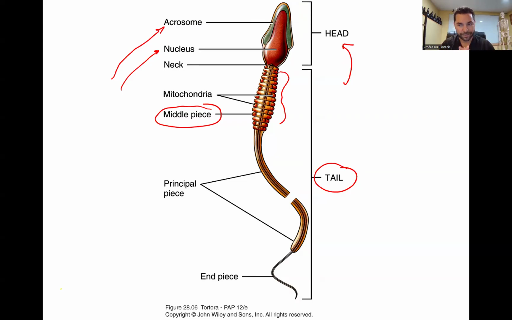which is obviously really important because it contains the 23 chromosomes responsible for carrying the genetic material from the male to the female egg. The female egg obviously will have 23 as well. When you have 23 and 23, they fuse together, you will get 46. And I'll probably draw that picture for you in a little bit.